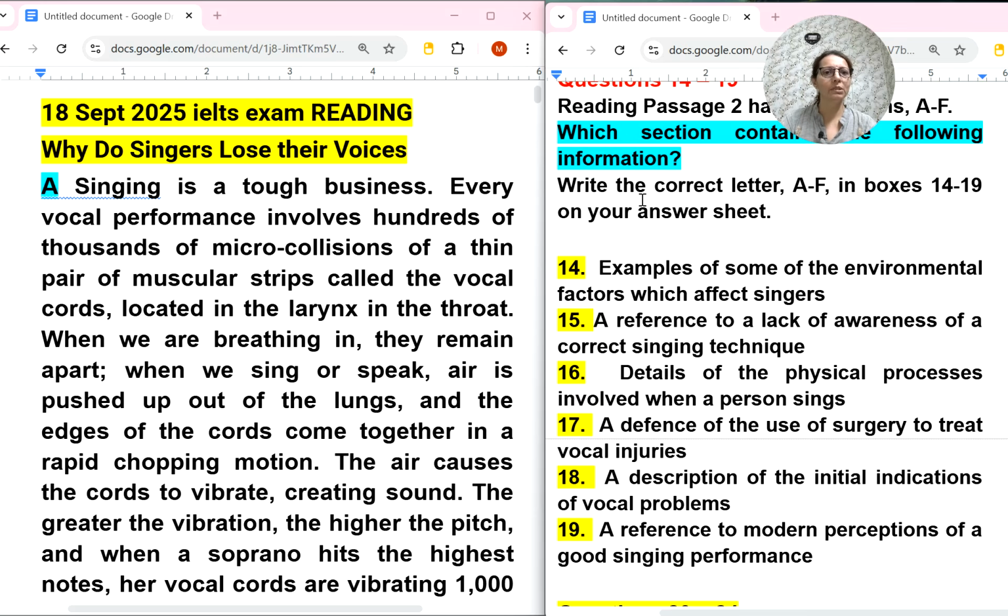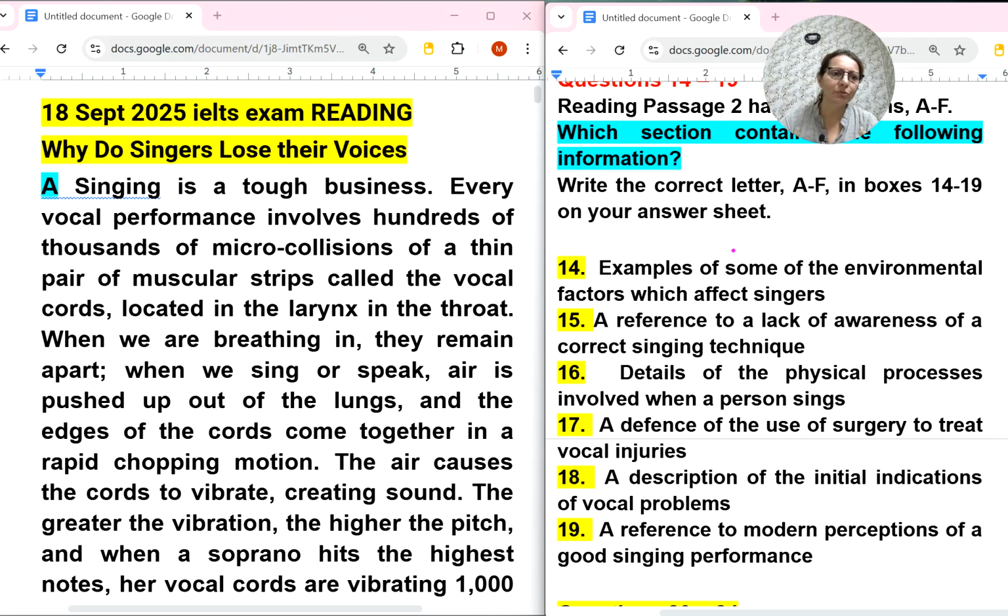So how to do this? Which section contains the following information? That's the important thing. You should know what type of strategy we are going to follow for which section contains the following information. This is different from list of headings. That's more important. So I will read all the options first and then we will read all paragraphs one by one. Okay, so let's read it.